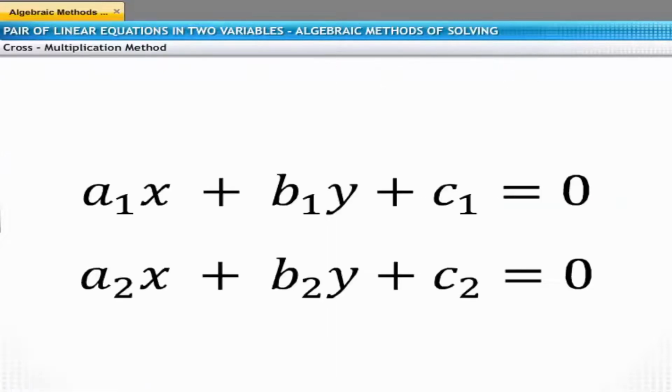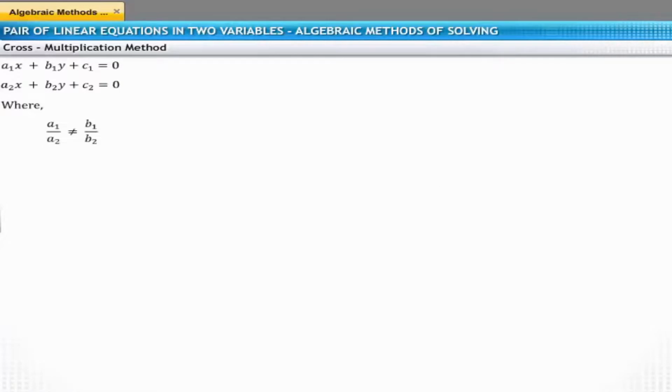We will now discuss the third method of solving a pair of linear equations, the cross-multiplication method. Let's consider the general form of a pair of linear equations: a1x plus b1y plus c1 is equal to 0, and a2x plus b2y plus c2 is equal to 0. Recall that when a1 divided by a2 is not equal to b1 divided by b2, the pair of linear equations will have a unique solution.